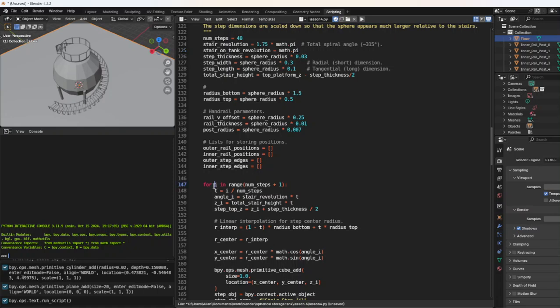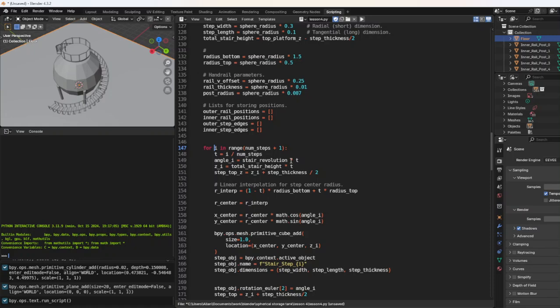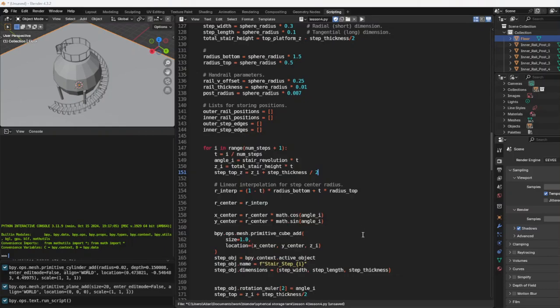So now we have i, right? We have t equals i divided by the number of steps. So i over something, depending on how large the i is. And we have angle i, which is the stair revolution times t. Basically, the angle. Right. Then z i is just the z coordinate of the i. So if we go back here, this is going to be the smallest number, this is going to be the biggest number, 0 and 1. We're going to change things up a bit.